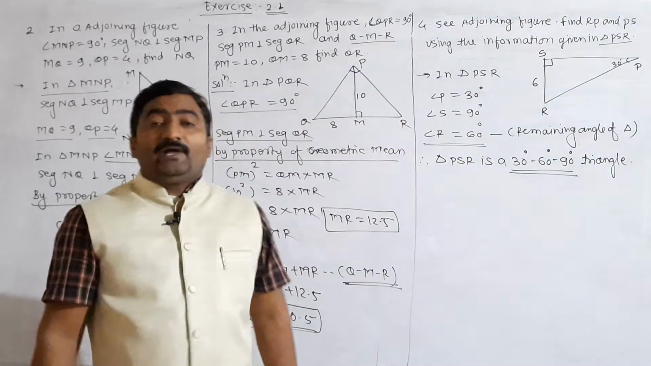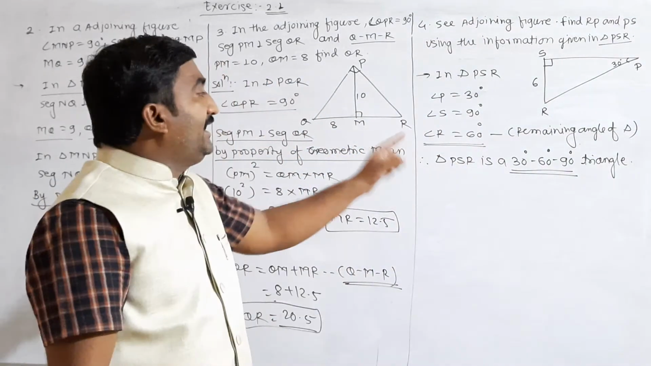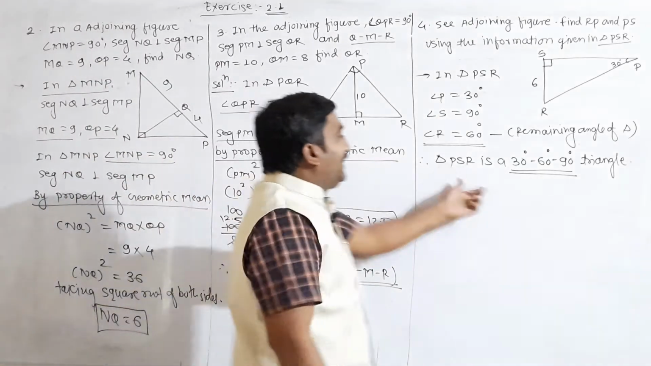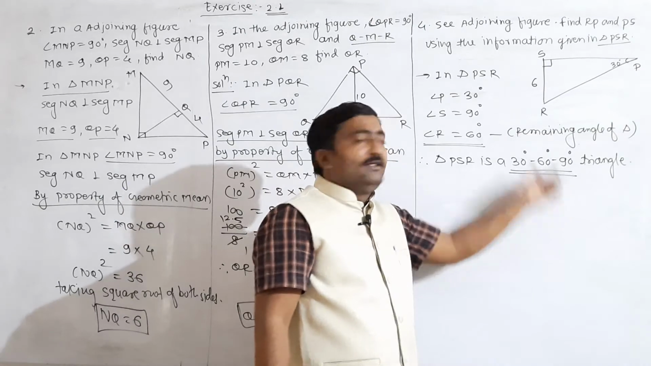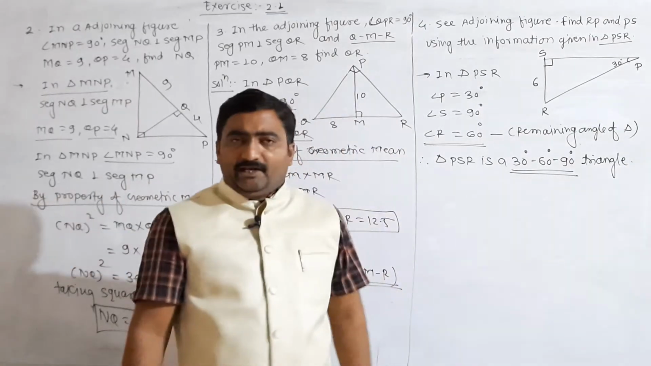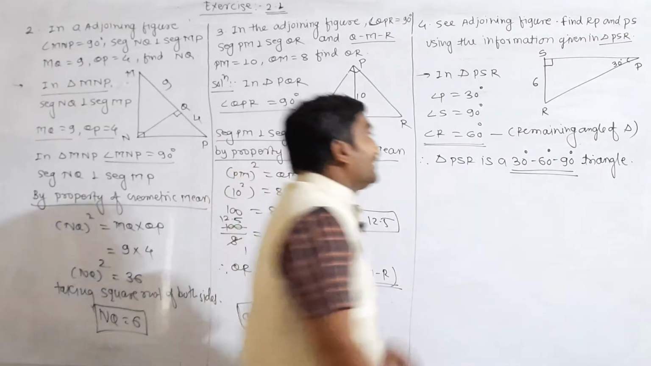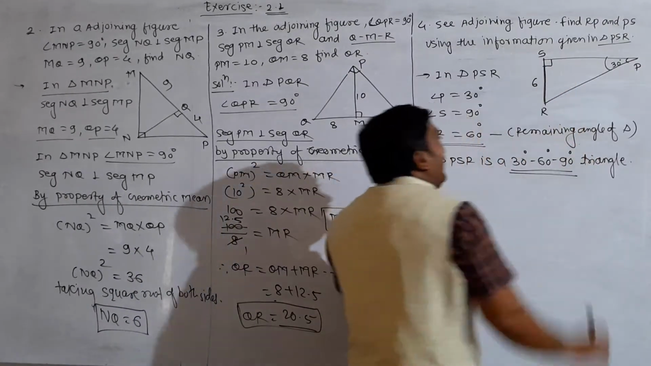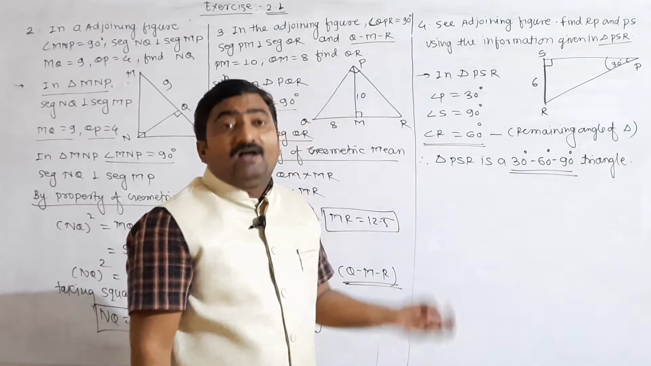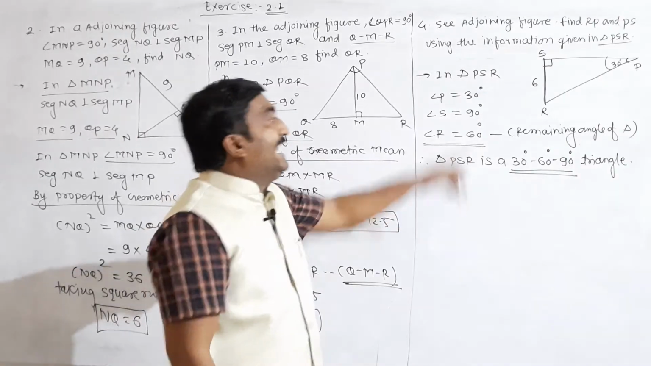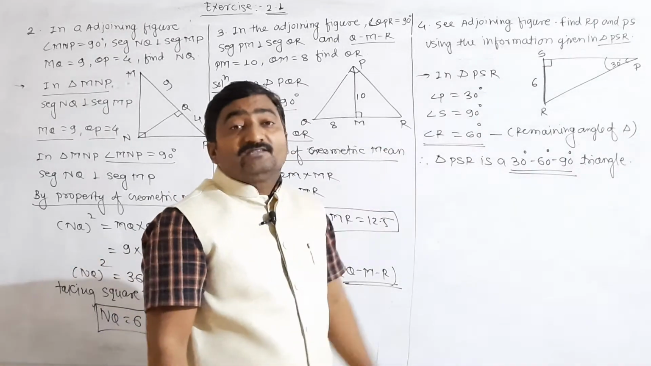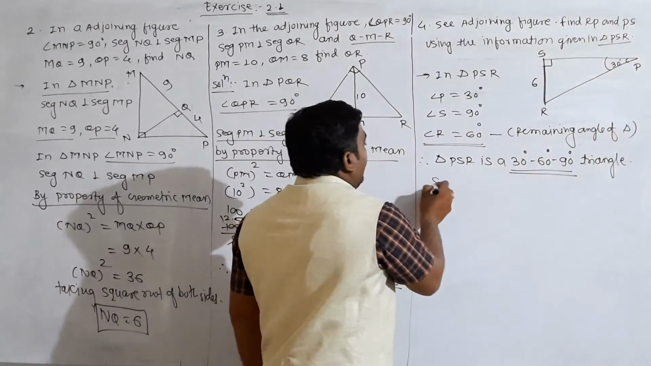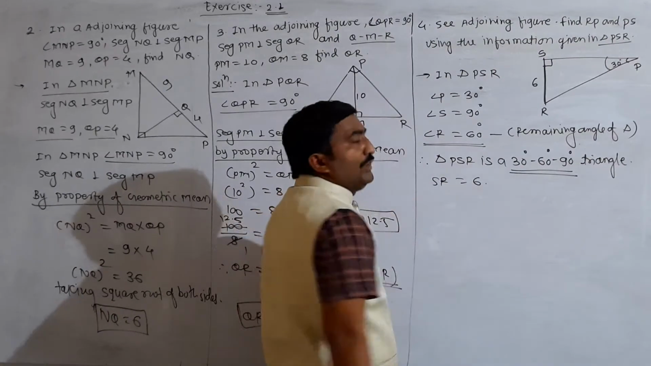In the last period we have seen the property of the 30-60-90 degree triangle. Which is the property? In a 30-60-90 degree triangle, the side opposite to the 30 degree is half of the hypotenuse. The side opposite to the 30 degree, which is SR, is half of the hypotenuse, and the side opposite to the 60 degree is root 3 by 2 times the hypotenuse. We are given here SR. SR is equal to 6.